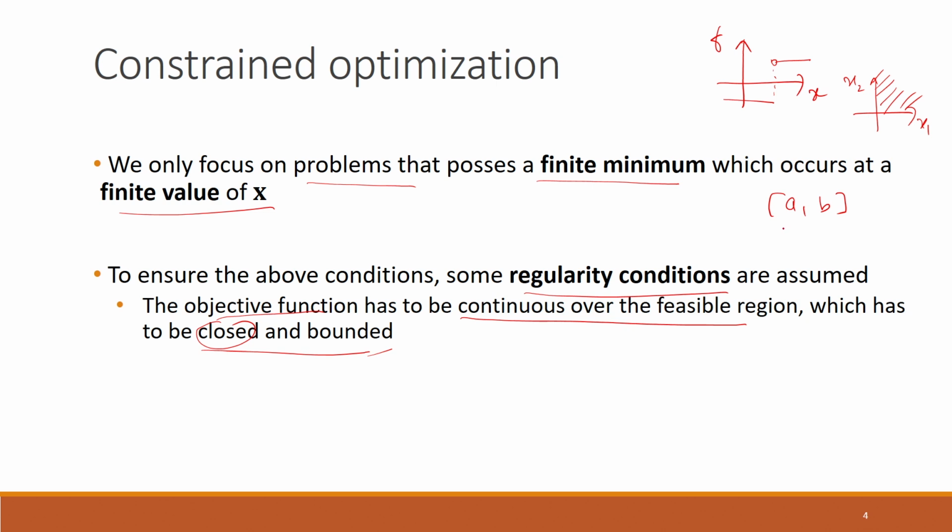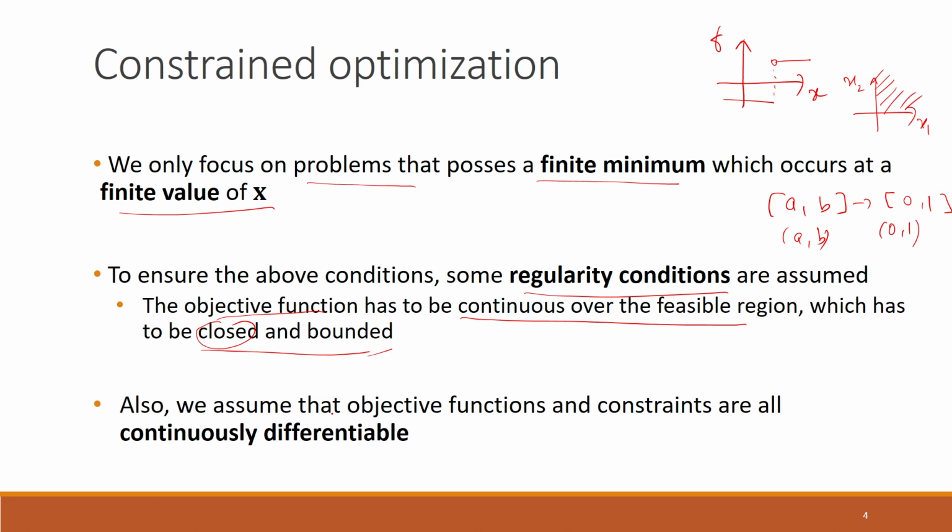An example of an open feasible region will be something like this, where we have these kind of parentheses. For example, this is a closed feasible region where both the endpoints 0 and 1 lie in this feasible region, whereas this is an example of an open feasible region because the endpoints 0 and 1 do not lie in this feasible region. And also we assume that the objective function and constraints are all continuously differentiable.